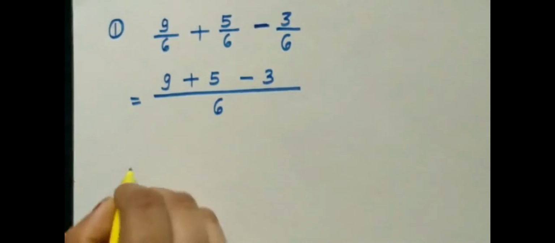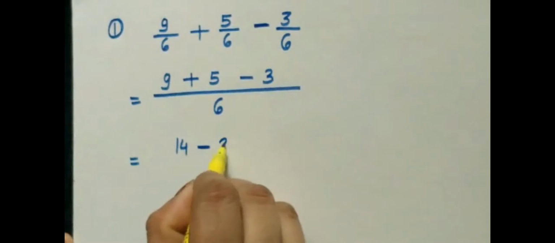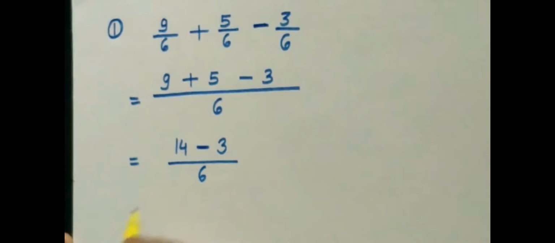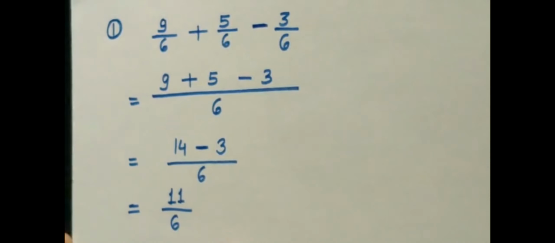9 plus 5, that is 14. We will copy minus and 3 as it is. Denominator 6. 14 minus 3, that is 11 by 6. So this is the simplest form of fractions. We need to directly add or subtract the numerator.